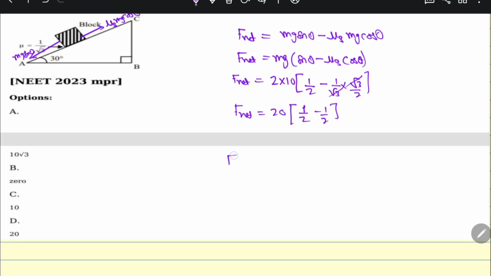So here the net force on this block is 0. Net force on this block is 0. So option B is correct. Now if we proceed to the next question.